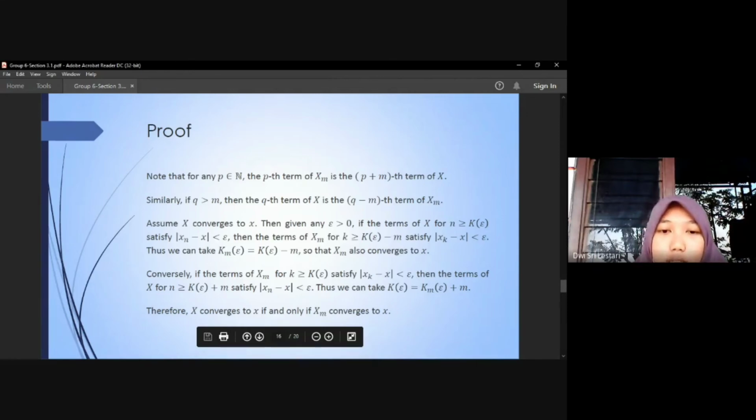Conversely, if the terms of Xm for k greater than or equal to K(epsilon) satisfy absolute value of xk minus x less than epsilon, then the terms of X for n greater than or equal to K(epsilon) plus m satisfy absolute value of xn minus x less than epsilon. Thus we can take K(epsilon) equal to K_m(epsilon) plus m. Therefore, X converges to x if and only if Xm converges to x.